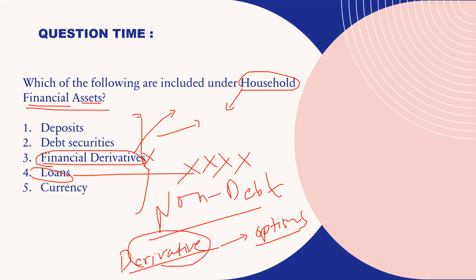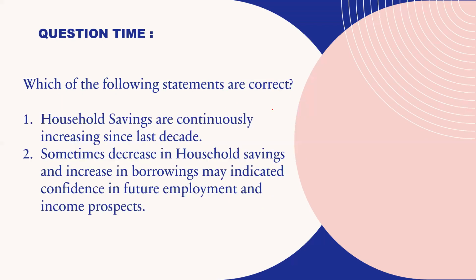So, loans are not part of financial assets, and financial derivatives are also not part of household financial assets. In this way, they may confuse you in the exam. They'll try to give you one or two things which are not part of household financial assets. The rest, yes, deposits, debt securities, currencies, everything are household financial assets. So what is there in the news and what is mentioned in the review is basically that. Before that, try to answer these statements also. Which statement is right? Which statement is wrong? Or both right, both wrong?